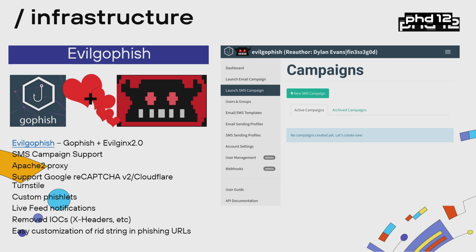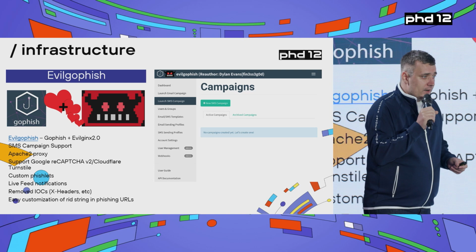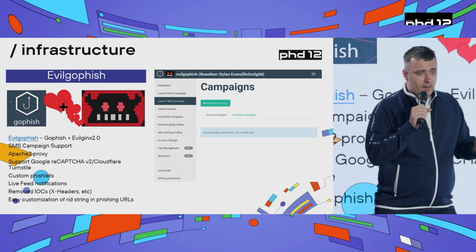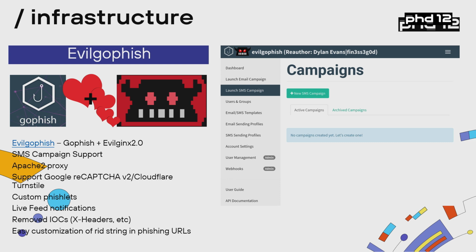Next one is Evil GoFish. I was about to say that it's the fruit of love of GoFish and Evil Jinx. At least the author tried to do that. He tried to combine them into a single utility. There are some new functions there, including SMS campaign support. In fact, you can run pretty much any smishing campaign right from the interface of Evil GoFish.